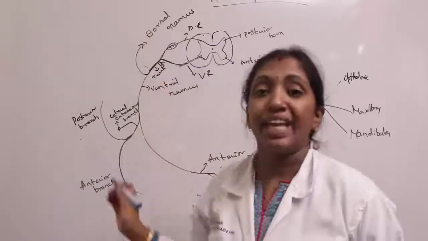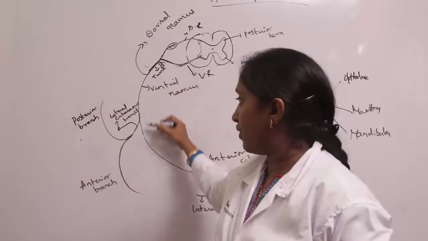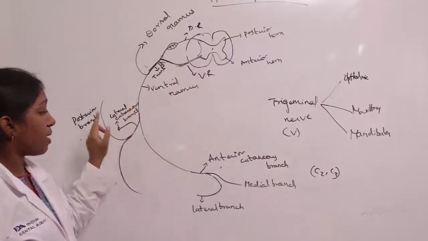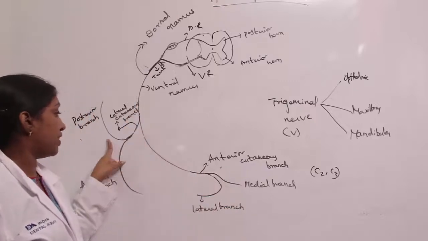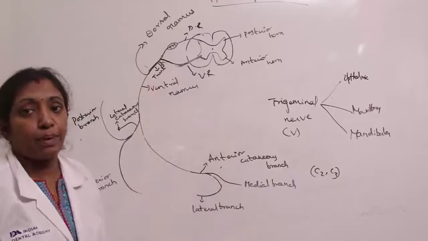Only the ventral ramus forms plexuses. The dorsal ramus does not form plexuses. And this is the ventral ramus, and it gives a lateral cutaneous branch and an anterior cutaneous branch. Only this ventral ramus forms plexuses.